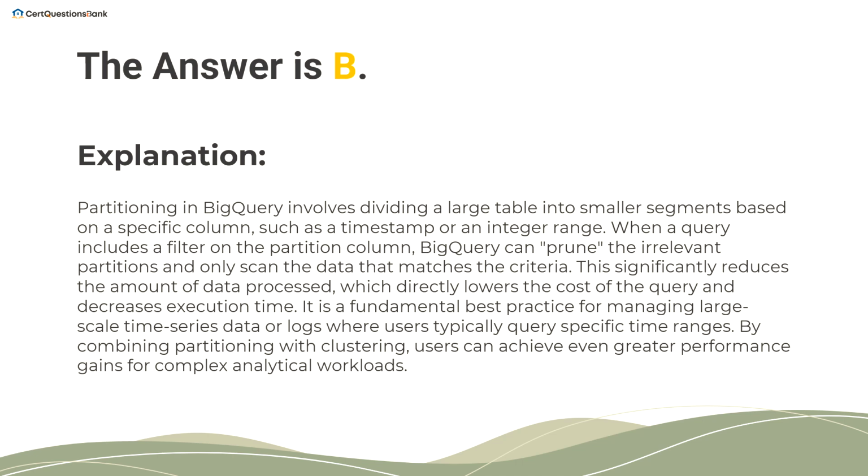Partitioning in BigQuery involves dividing a large table into smaller segments based on a specific column, such as a timestamp or an integer range. When a query includes a filter on the partition column, BigQuery can prune the irrelevant partitions and only scan the data that matches the criteria. This significantly reduces the amount of data processed, which directly lowers the cost of the query and decreases execution time.